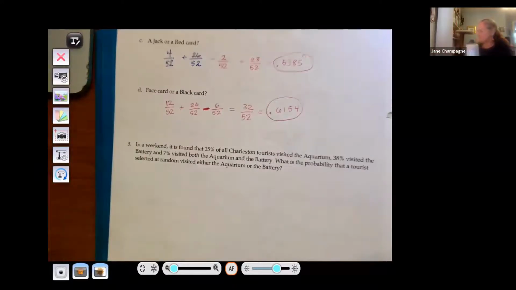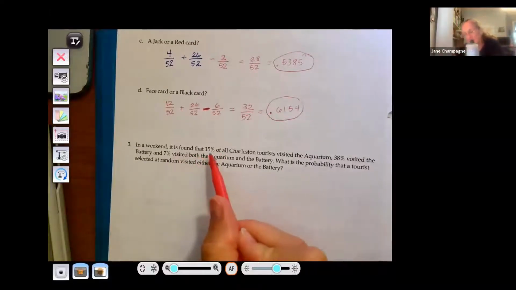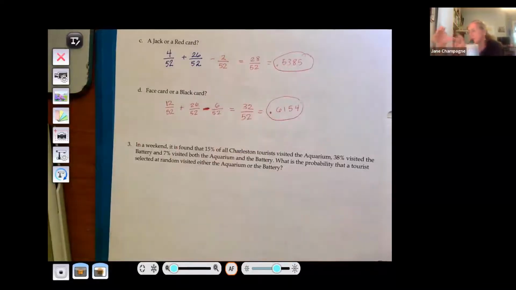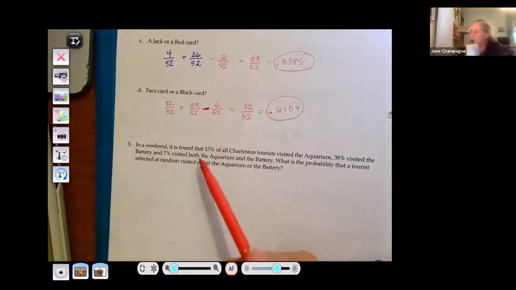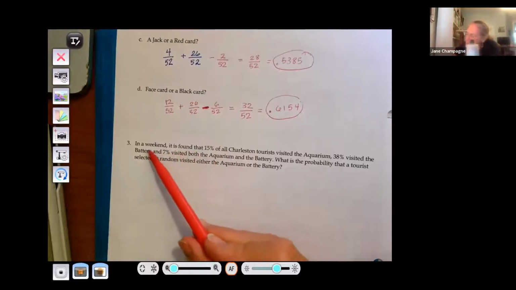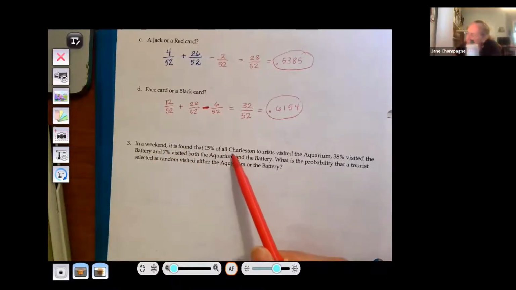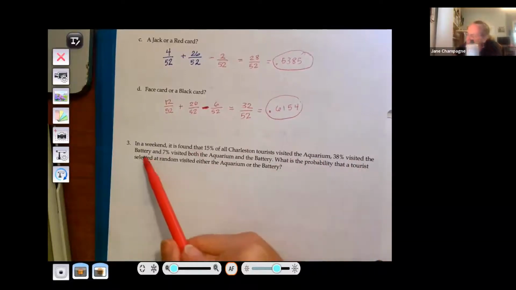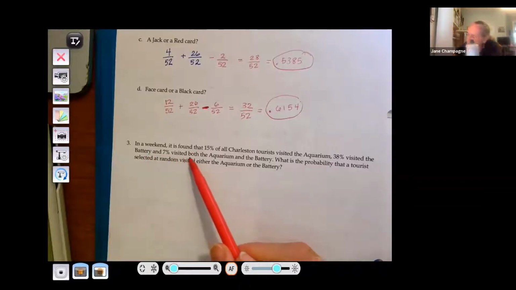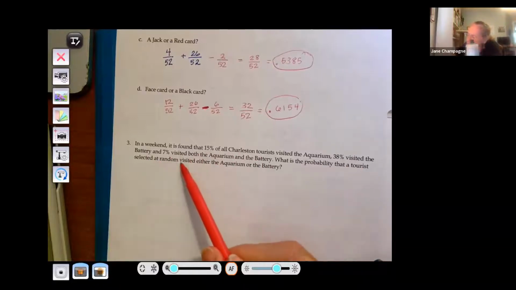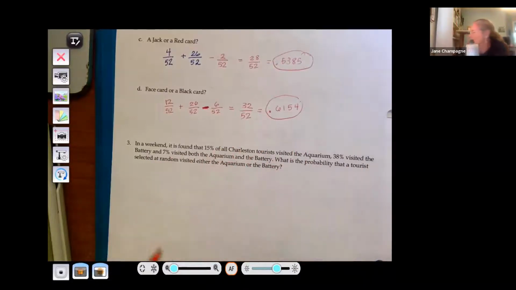All right, number 3. A little bit different scenario. Now we're going to be given probabilities as percentages. Sometimes you've got counts and you're looking at how many out of the total for probabilities, and sometimes you're given percentages out of 100. So in a weekend, it was found that 15% of all Charleston tourists visited the aquarium, 38% visited the battery, and 7% visited both the aquarium and the battery. What is the probability that a tourist selected at random visits either the aquarium or the battery?